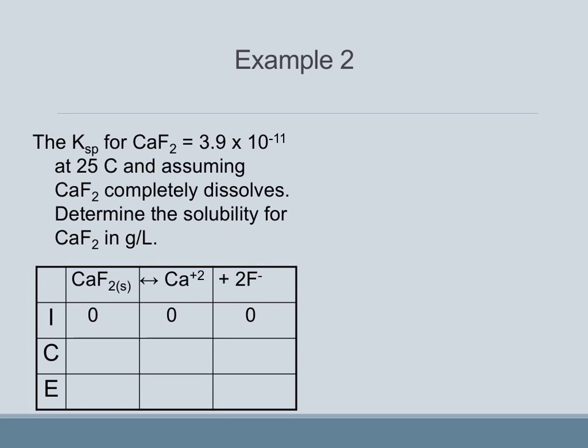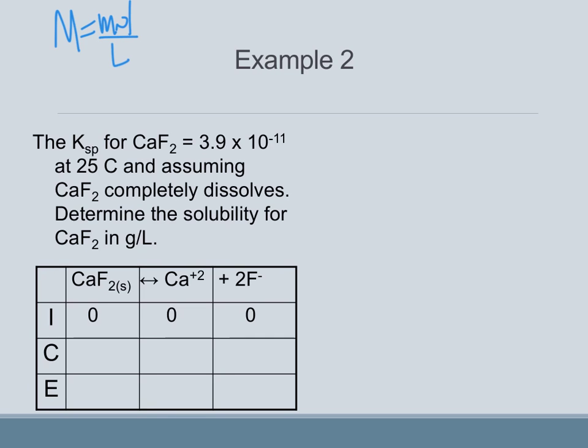Here's a different sample problem where they give you the Ksp and they tell you it's CaF2 and that it will dissolve. They're asking us to find the solubility of CaF2 in grams per liter. Now remember, our molarity is moles per liter, so if we can find moles per liter, we can then do a conversion to grams per liter. So they're just asking you to find the concentration of CaF2.